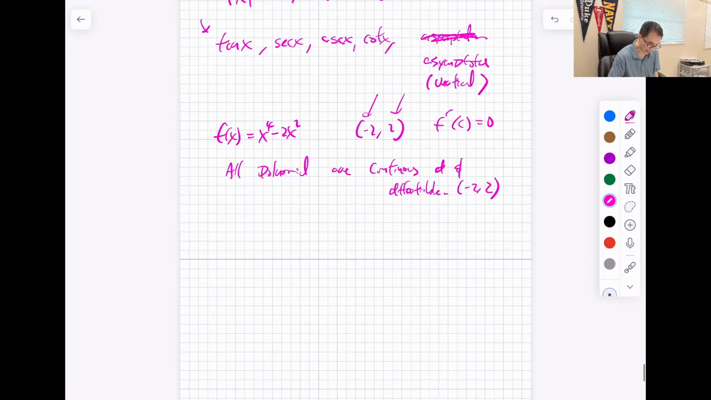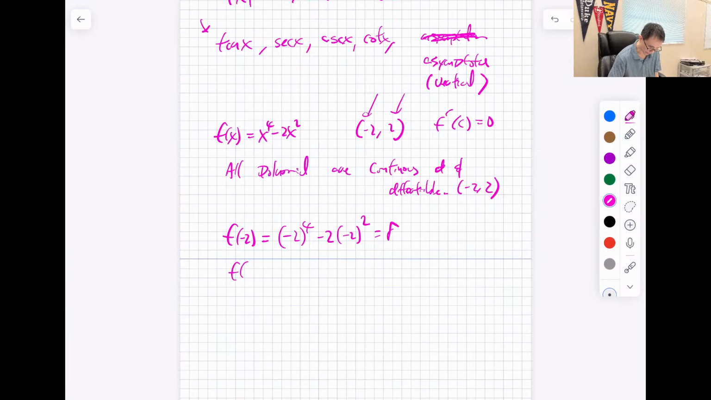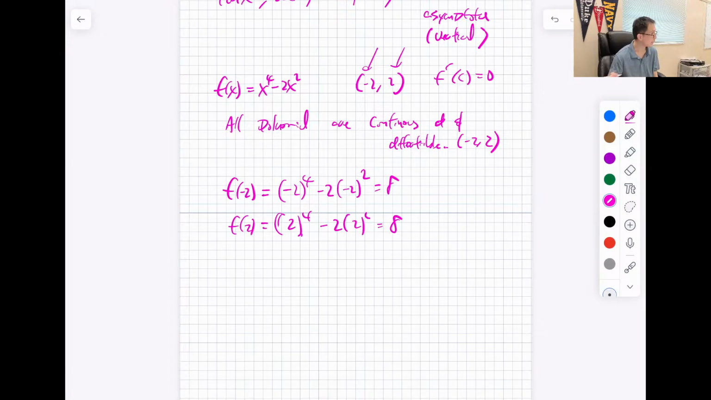Now, why do they need to be defined? Because the third condition says f of -2 has to equal f of 2. Well, f of -2 is going to be (-2)^4 minus 2 times (-2) squared, I think that's equal to 8. f of 2 is equal to 2^4 minus 2 times 2 squared. That's equal to 8 as well. So they both equal 8, so all the conditions are fulfilled. So then you can go ahead and find the value c.